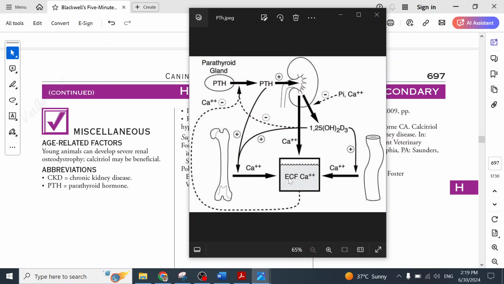Whenever there is a low level of calcium, there is a high level of parathyroid hormone, which tries to increase the calcium level, and whenever there is a high level of calcium, a negative feedback mechanism lowers parathyroid hormone in the body. That's all about the parathyroid gland. This is the normal physiology of the parathyroid gland. Normally parathyroid hormone is inversely related to calcium ions. Whenever there is a high level of calcium, there is a low level of parathyroid hormone, and whenever there is a low level of calcium, there is a high level of parathyroid hormone. That's all about parathyroid glands.